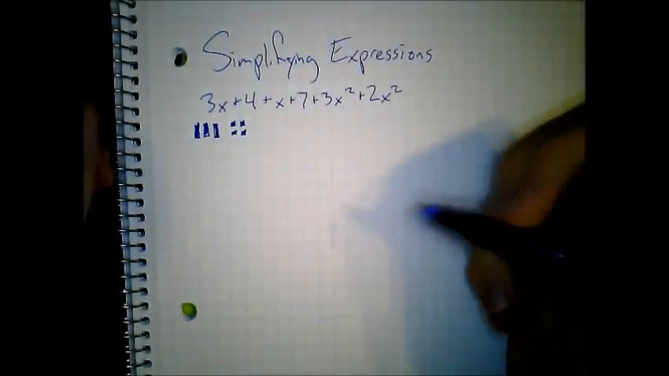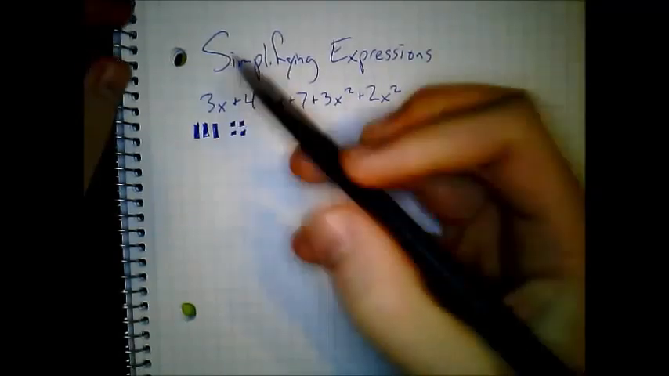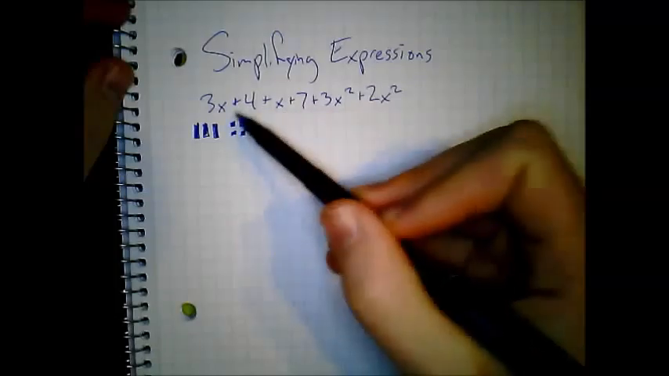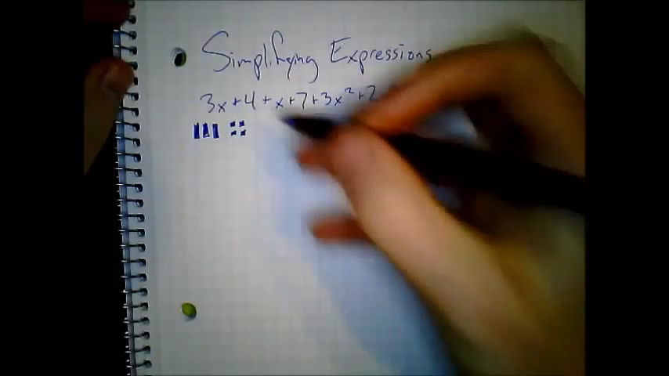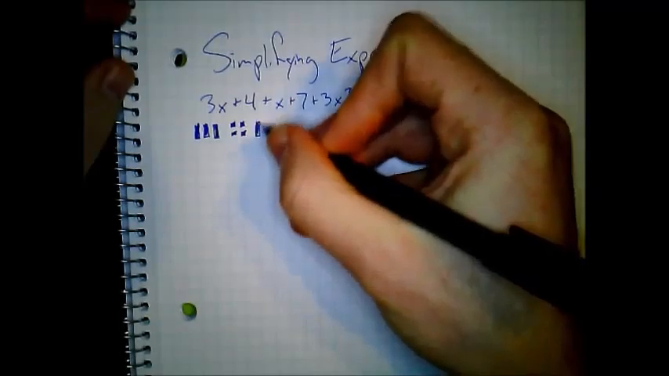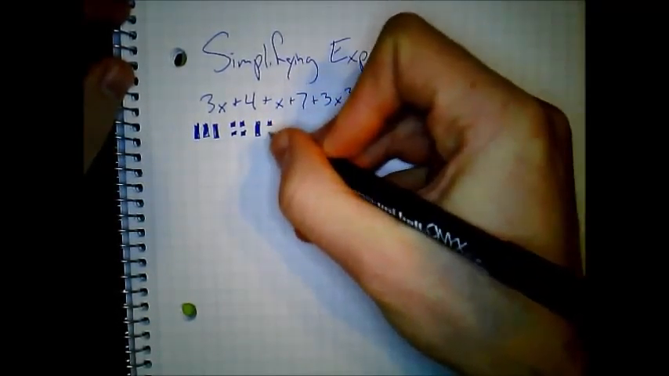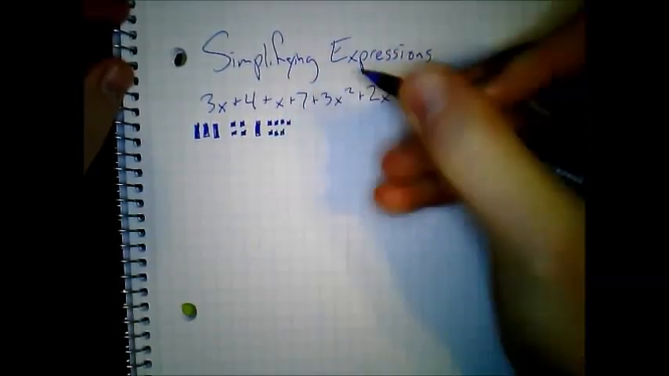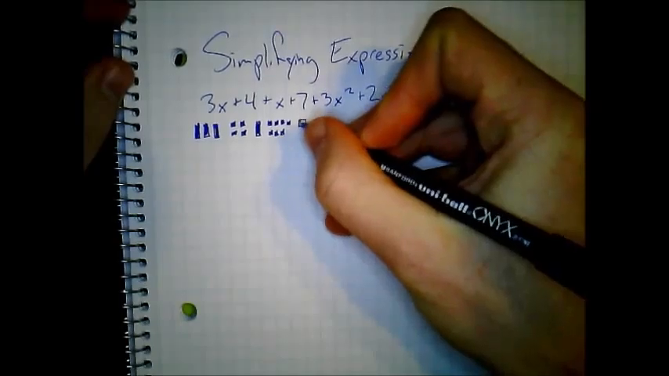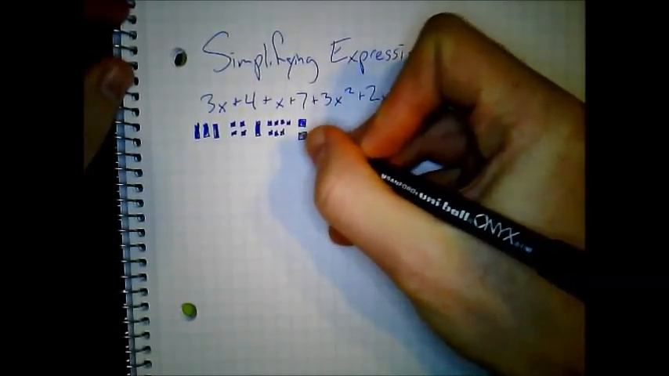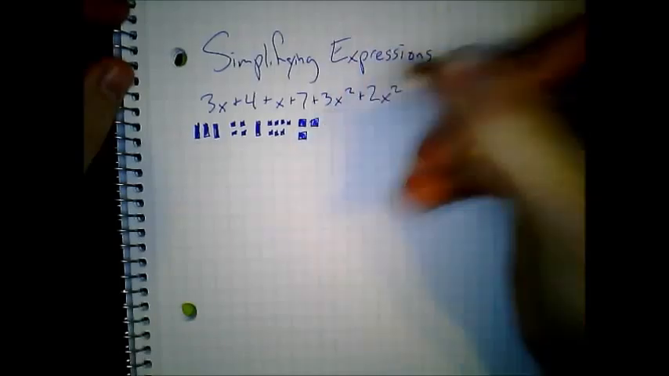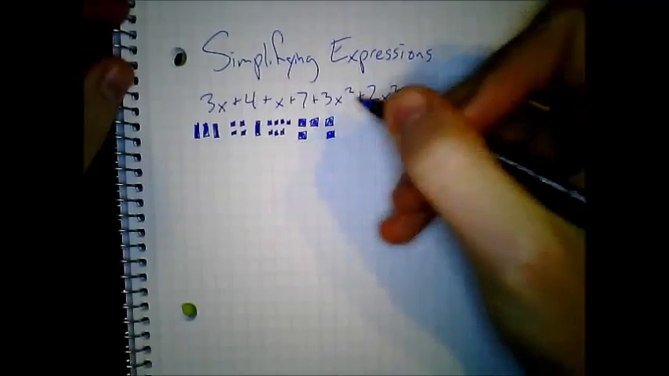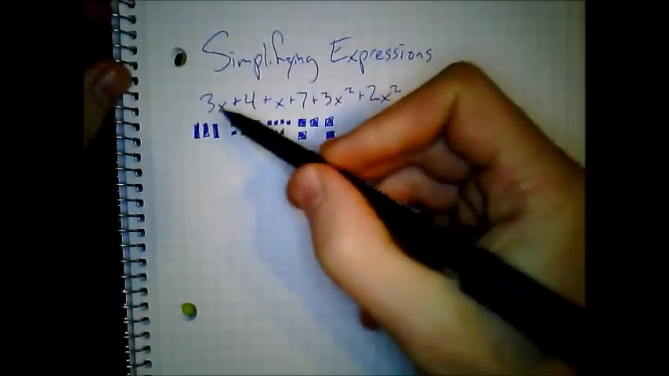Again, we're ignoring our expression mat and our physical algebra tiles. We're just drawing what we see here. Positive 3x, we have 3 positive x tiles. Positive 4, so we have 4 positive unit tiles. Plus another x, plus 7, plus 3x squared, so we're going to draw 3 positive x squared tiles. And plus 2 more x squared. Okay, this just helps us think and visualize what we have because we want to combine our like terms.